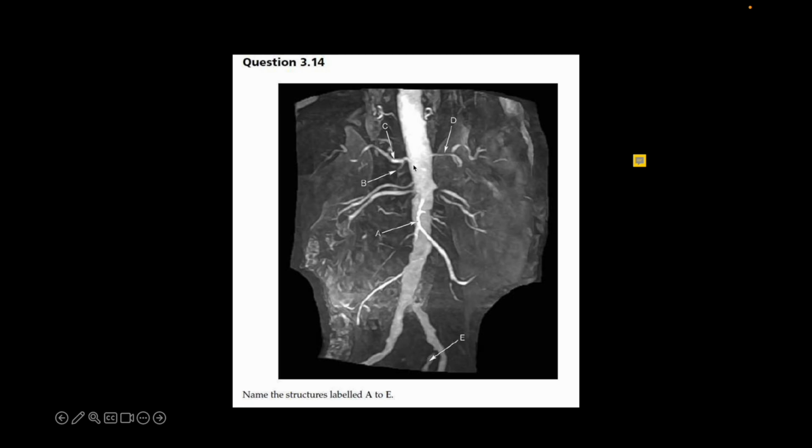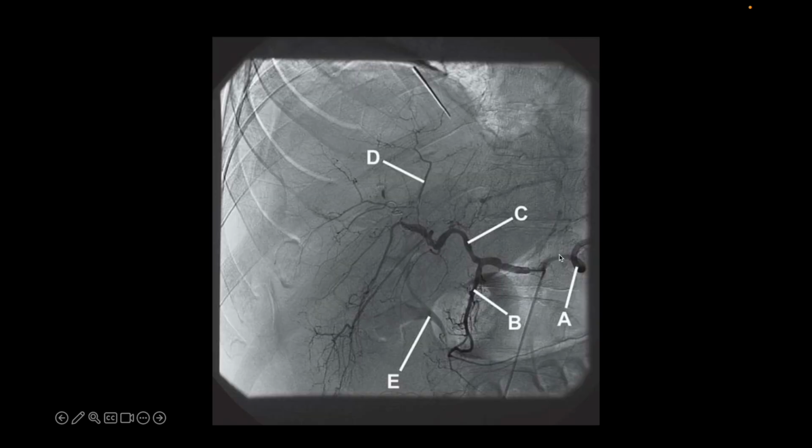B is the gastroduodenal artery of the celiac axis. So the celiac axis is coming off here. It's giving this off, which is the splenic artery. It's giving this off, which is the common hepatic artery. C would be the hepatic artery proper, dividing into the left and right hepatic arteries. And so B would be the gastroduodenal artery. E is the left internal iliac artery.